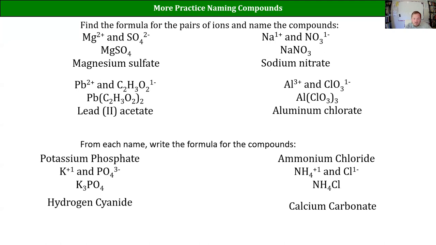Hydrogen cyanide. Well, cyanide was on our polyatomics. It was CN with a negative charge. And when hydrogen has a positive charge, it's plus one. So hydrogen cyanide is just HCN, one of each. Calcium carbonate: calcium is Ca2+, and carbonate is CO3 2-. So our formula here would just be CaCO3.